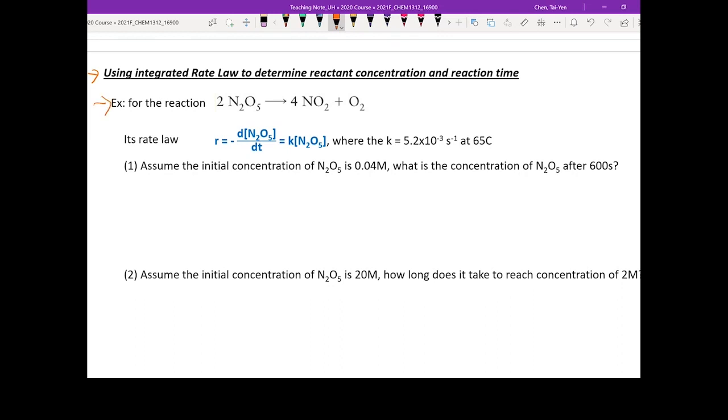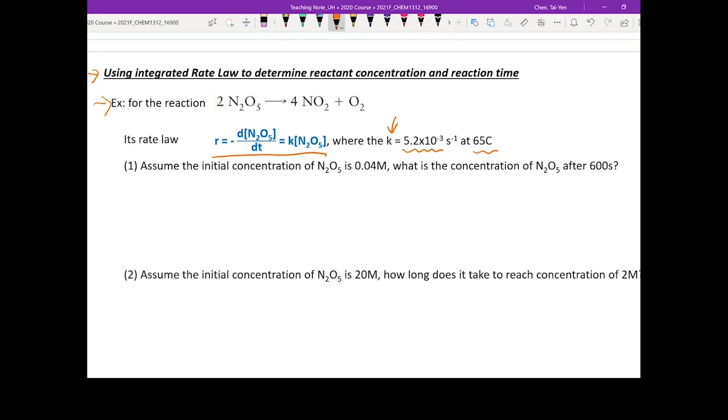For a reaction where N2O5 is going to decompose to form NO2 plus O2, the rate law is this, where the rate constant k is this at 65 degrees C.